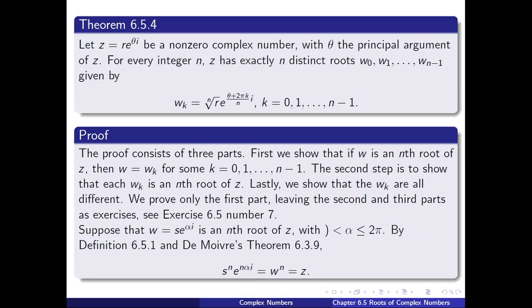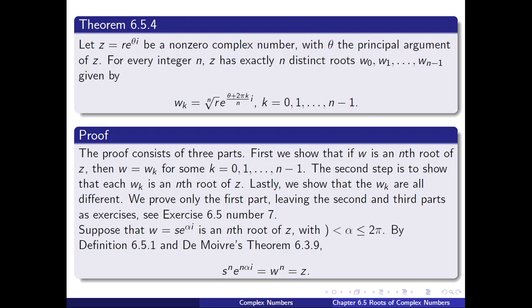Right, let's look at the next theorem, 6.5.4. So let z be equal to r e to the theta i be a non-zero complex number with theta the principal argument. Now for every integer n, z has exactly n distinct roots, and they are given by w_k equal to the nth root of r, e to the (theta plus 2 pi k over n) i, where k ranges from 0 to n minus 1.